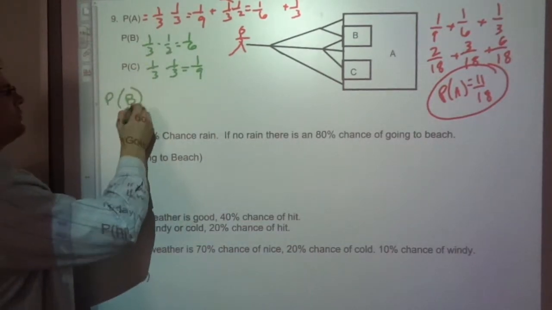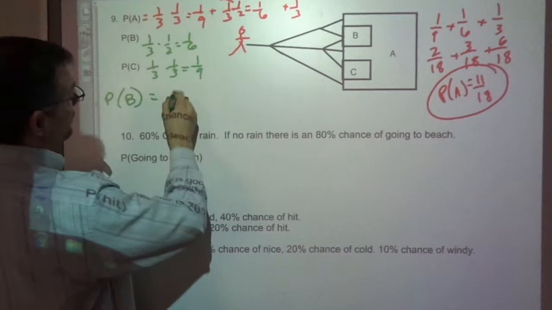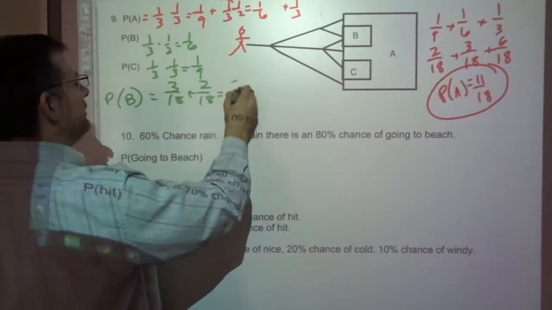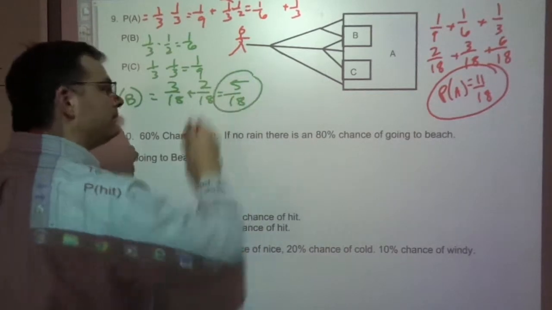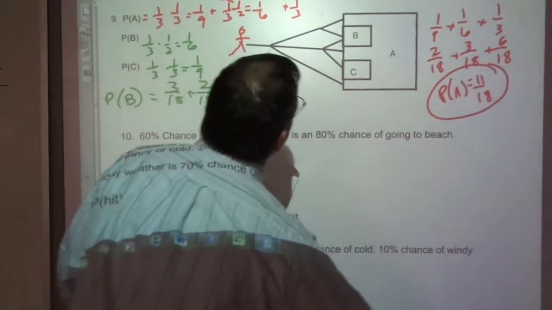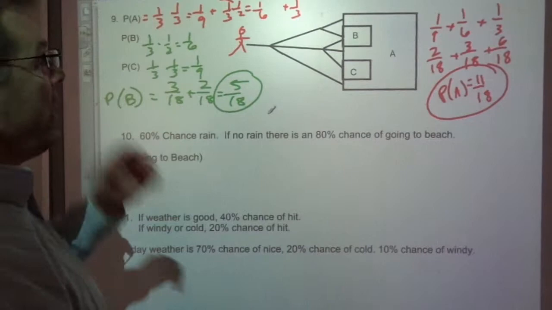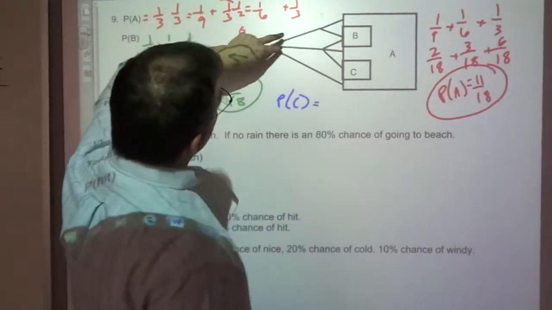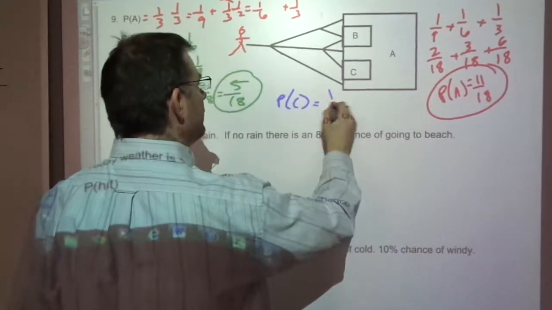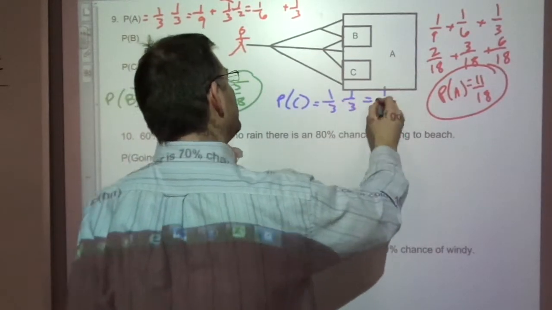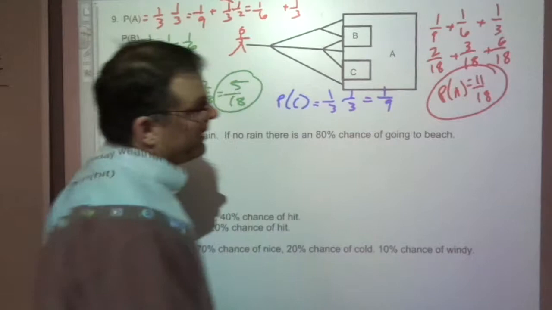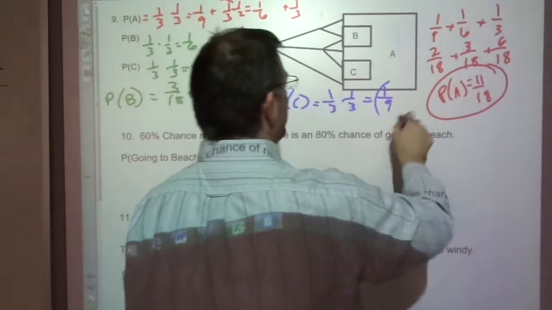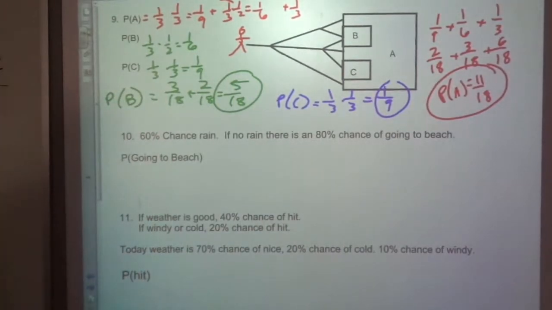Probability of B equals, let's change these to 18ths also. 3/18 plus 2/18, 5/18. And now C, he can only get there one way. He has to go 1 out of 3 and then 1 out of 3. And that is 1/9. If we think about 18ths, that's 2/18 plus 5/18 plus 11/18. That makes a total of 18/18.